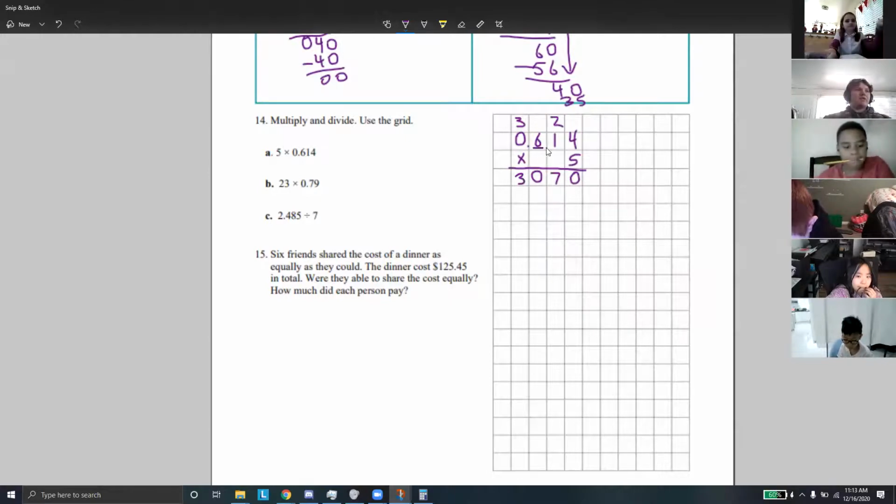And so we have 3 numbers after the decimal in this, and 0 numbers after the decimal in 5. And so we should have 3 numbers after the decimal in our answer. So 1, 2, 3, boop. And so our answer is 3 and 7/100, or 3.070.